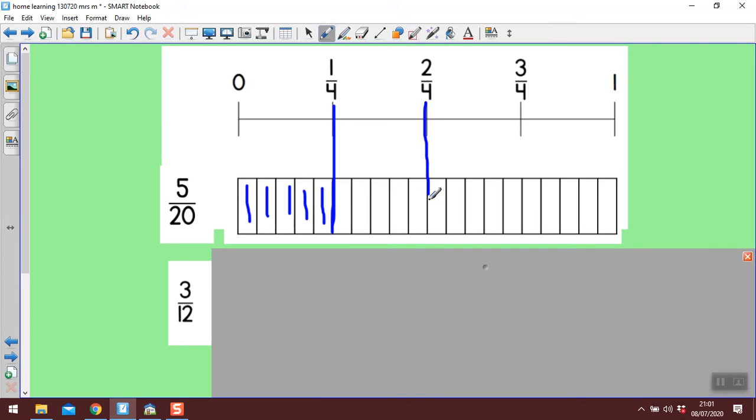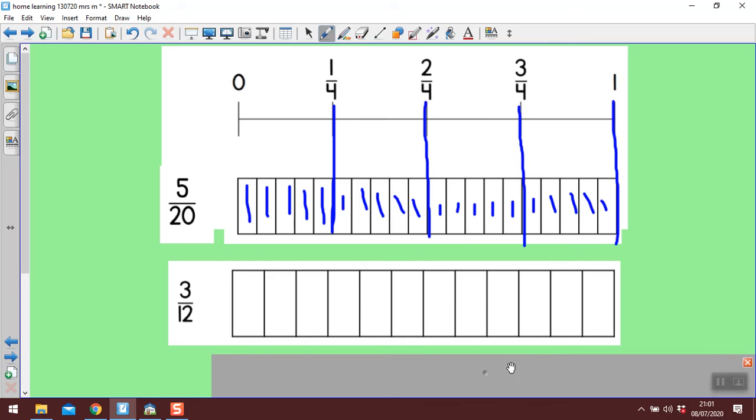So 2/4 is equivalent to what? All of these, so it's 10/20. 3/4 is equivalent to what? All of these, so it's 15/20. And a whole one is equivalent to what? All of these, so it's 20/20.